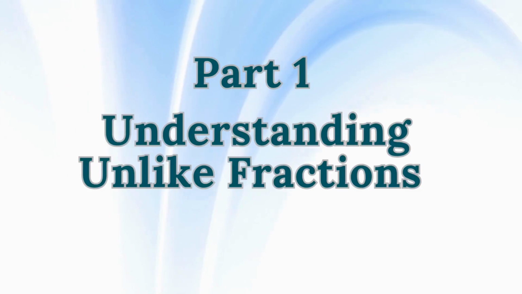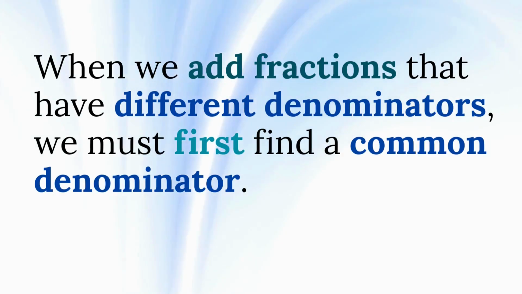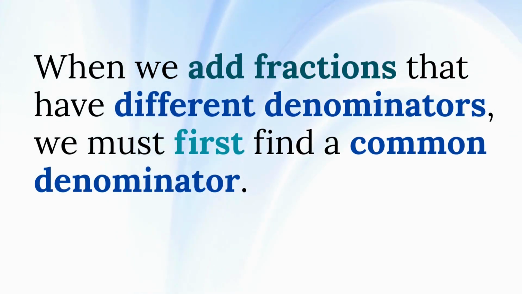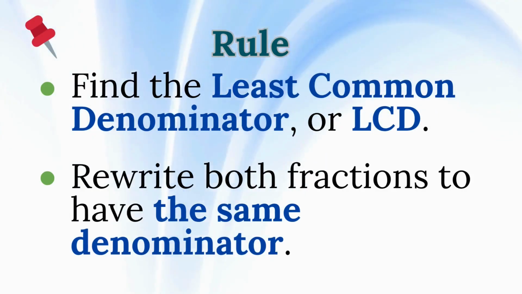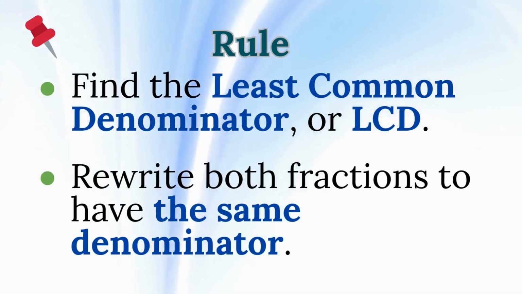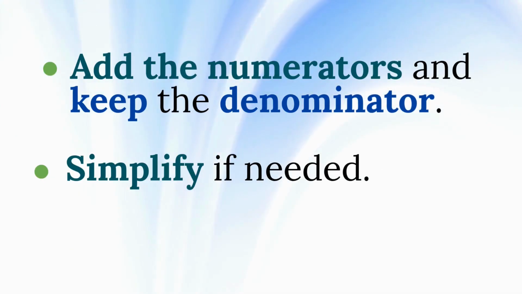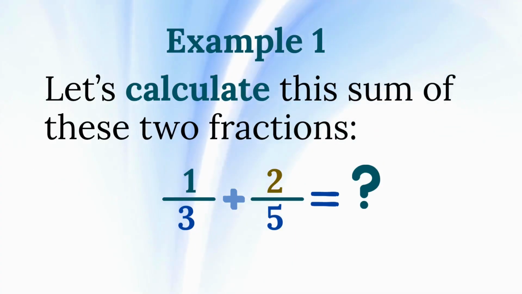Part 1. Understanding unlike fractions. When we add fractions that have different denominators, we must first find a common denominator. To add fractions with unlike denominators, follow this rule. Find the least common denominator, or LCD. Rewrite both fractions to have the same denominator. Add the numerators and keep the denominator. Simplify if needed.